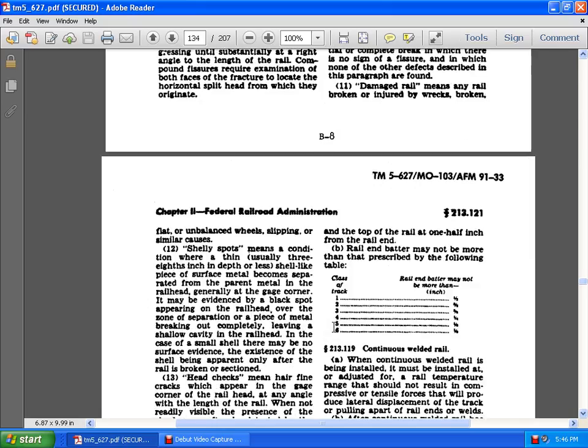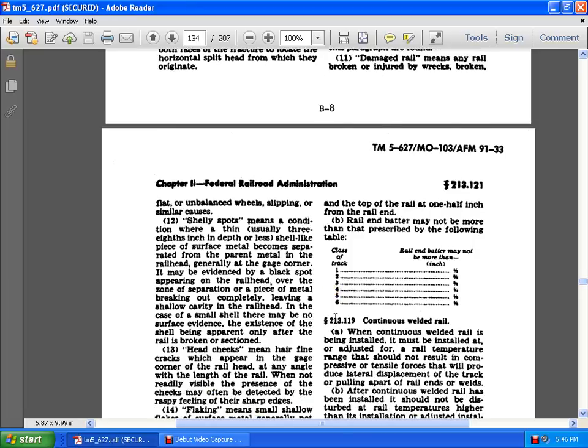Flat or unbalanced wheels and slipping or similar causes produce shelly spots, which means conditions within a thin, usually 3/8 of an inch depth or less, where a piece of surface metal flakes and becomes separated from the parent metal in the railhead, generally at the gauge corner. Evidence is a black spot appearing on the railhead over the zone of separation, and the piece of metal may break out completely, leaving a shell cavity in the railhead. In the case of the same shell, there may be no surface evidence of its existence, and it is seen in the parent metal only after the rail is broken in section.